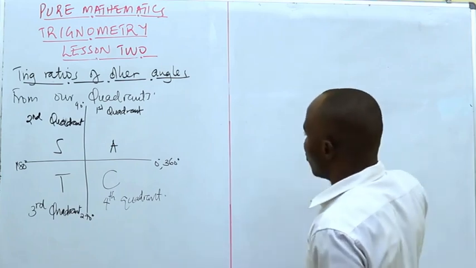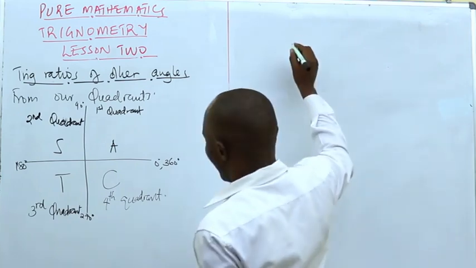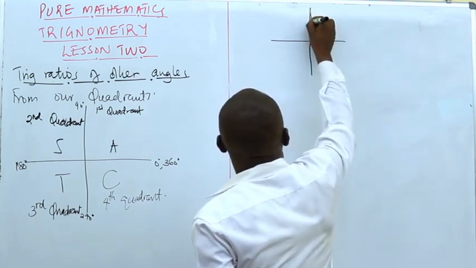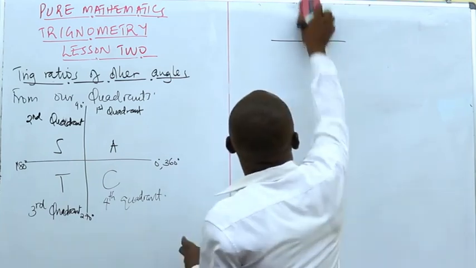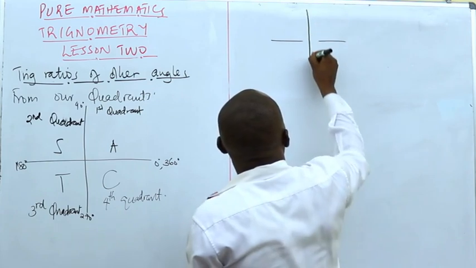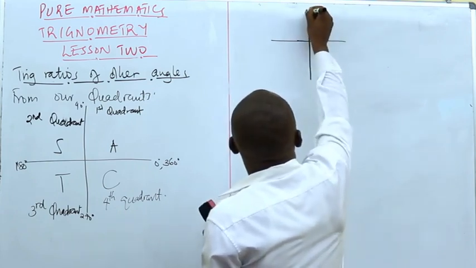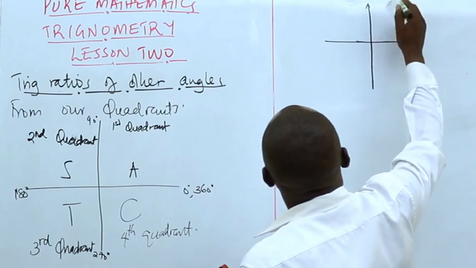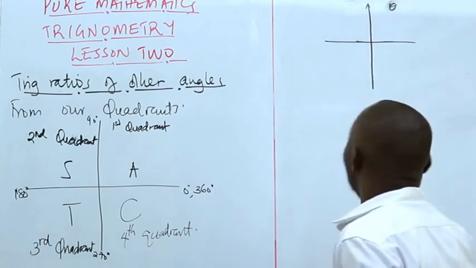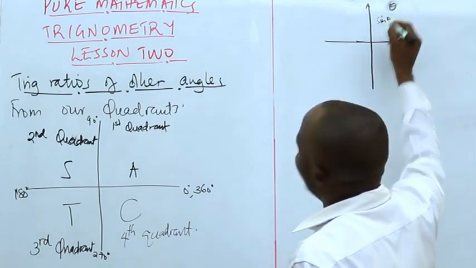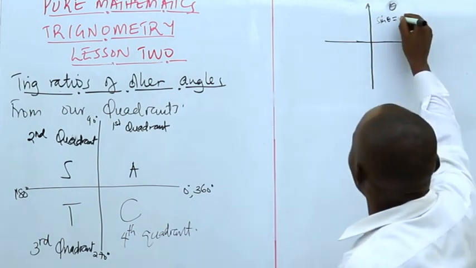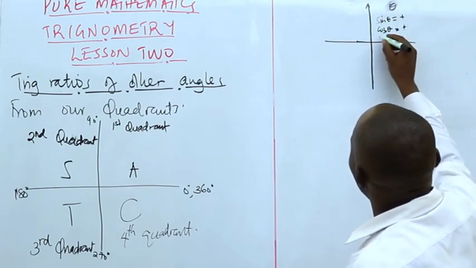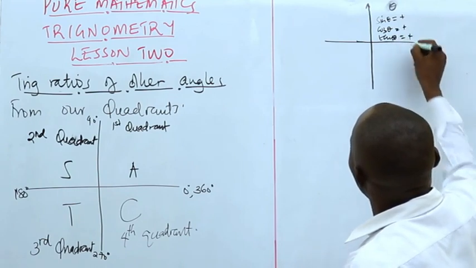So I can still draw another quadrant and put it in a more mathematical perspective. For instance, if I have angle theta, let me start with theta. Theta is in the first quadrant. Sine theta is positive, cos theta is also positive, and tan theta is also positive.